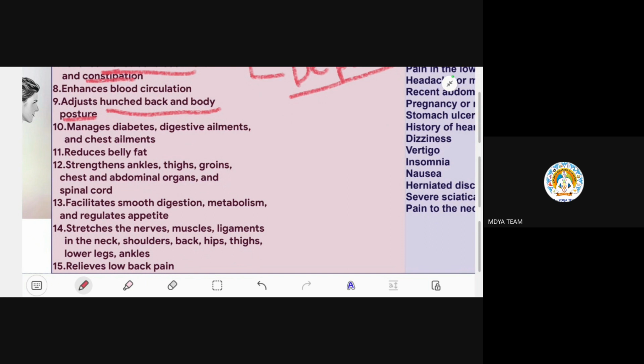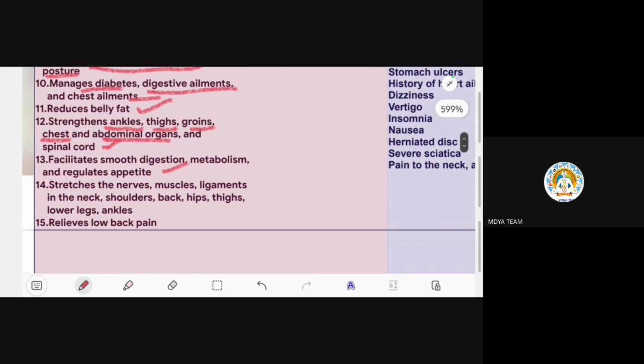Okay. It manages diabetes, digestive ailments, chest ailments, reduces belly fat, and strengthens the ankle, thigh, groin area, chest, abdominal organs, and the spinal cord. It facilitates smooth digestion and metabolism and regulates appetite. The one who feels like eating all the time, or the one who does not feel like eating at all, it just regulates it. It is not enhancing it or reducing it. If someone is low in appetite, it will increase up to the normal level. The one who is high in appetite, always feeling hungry, it will drop down to the normal level.